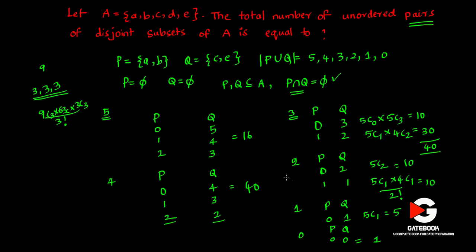So now if I count all the combinations, this is 16 here, 40 here, and 40 here, 10 here, 10 here, and 5 here, 1 here, right? So 40 plus 40, 80. And this 10 and this 10, 20. 80 plus 20 is 100. And we have here 16, so 116, 121, 122. So the final answer is 122.